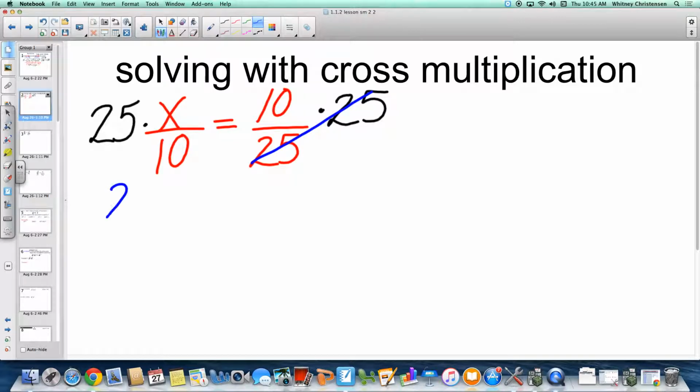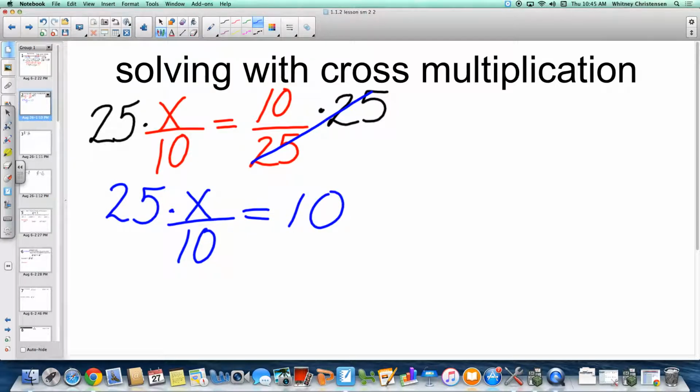I'm going to show my work. So right now I have 25 times x over 10, and then I have is equal to 10. Does everybody see how now I don't have a fraction? Yay. Well, I have a fraction over here. What should we multiply both sides by? What should we manipulate this with so that we don't have to deal with fractions?